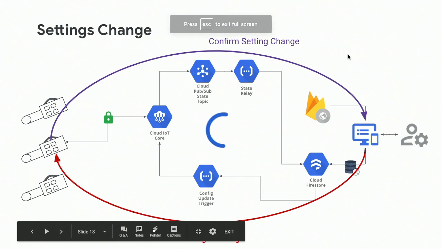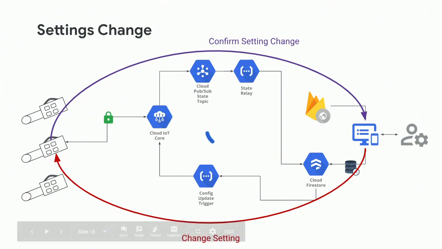So that progress spinner is actually giving the user of the tablet an indication that the settings have not yet actually been verified as received by the device. So I change a setting in the UI. I update the setting. That changes data in Cloud Firestore. That change of data in Cloud Firestore triggers a Cloud function to run and send the new settings down to the device through IoT Core.